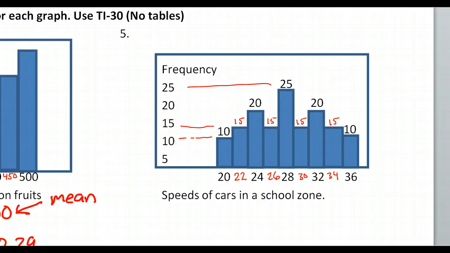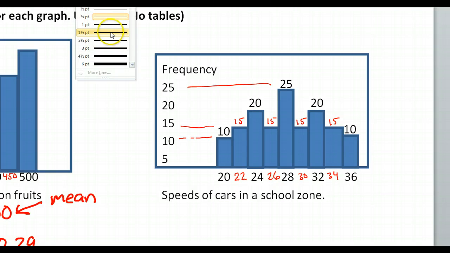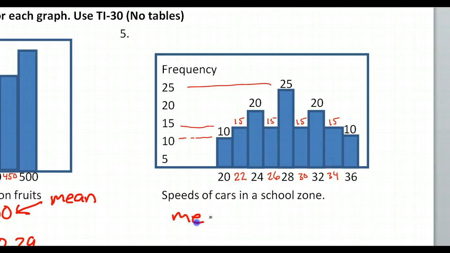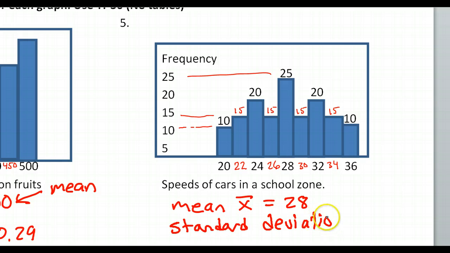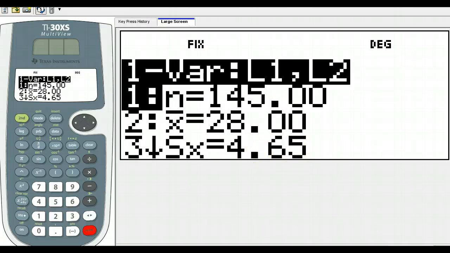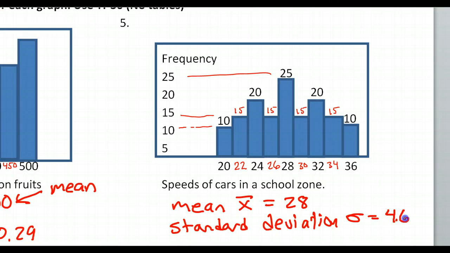Okay, so the mean, which is x bar, was 28, and the standard deviation, which is lowercase sigma, hard to draw. I already forgot what it was, guys. That's my memory for you. 4.65. And that's how you do it.